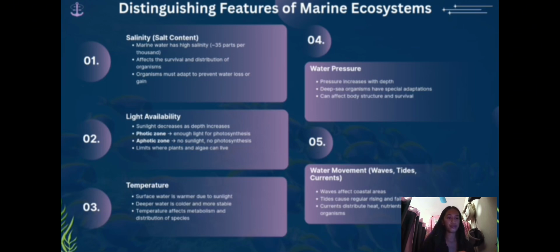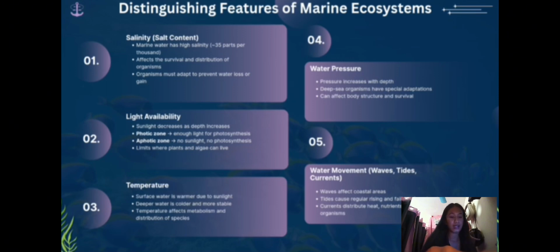Next is the temperature. Temperature in oceans is not the same everywhere. The surface water is usually warmer because it is heated by the sun, while deeper water is much colder and more stable. Organisms in deep waters are adapted to survive in cold conditions with little temperature change. Next is water pressure. Water pressure increases as depth increases. The deeper you go, the heavier the water becomes, which can affect the body structures of organisms. Deep sea creatures often have flexible bodies or special adaptations to withstand this extreme pressure.